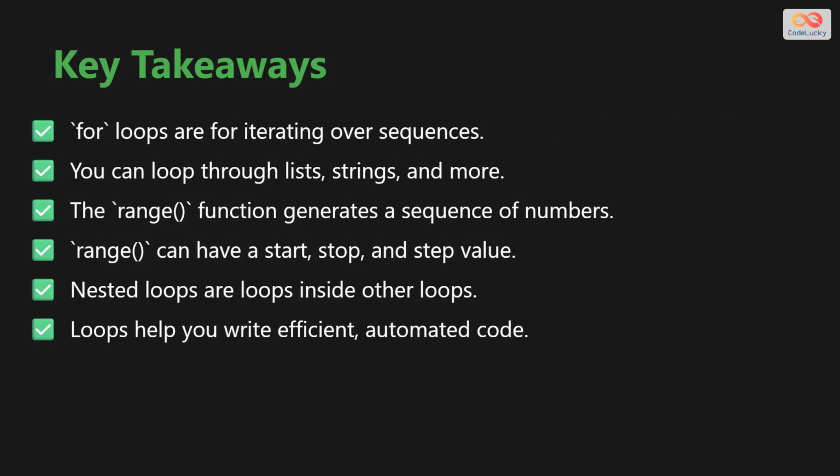To wrap things up, remember that for loops are essential for iterating over sequences like lists and strings. The range function is your best friend for looping a specific number of times, and you can customize its start, stop, and step values. Finally, nesting loops allows you to handle more complex, multi-layered iteration tasks. Mastering loops is a huge step toward writing powerful and automated Python scripts.